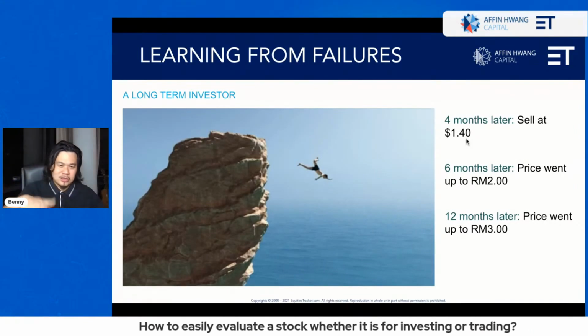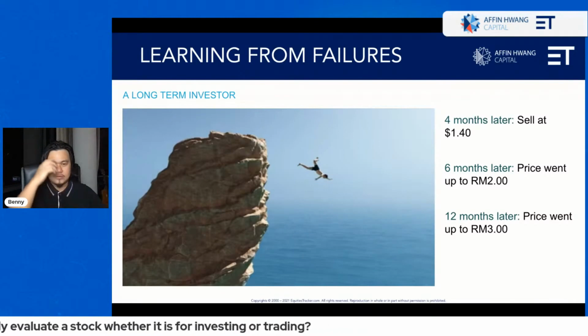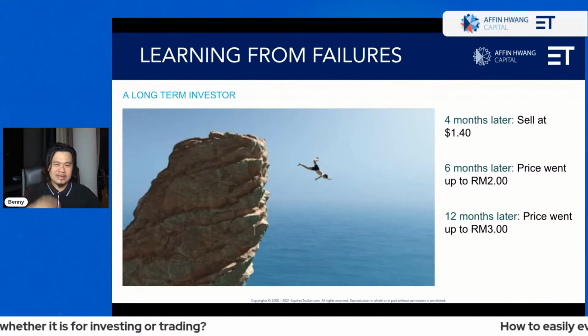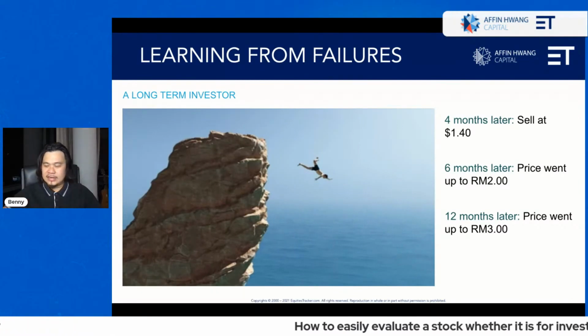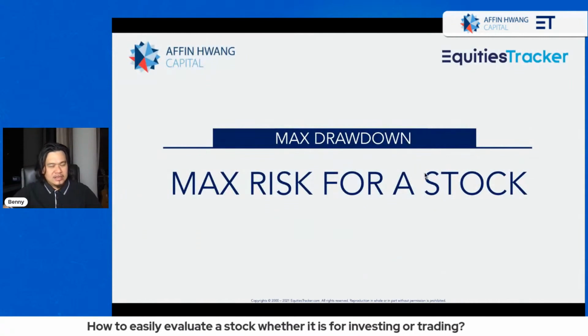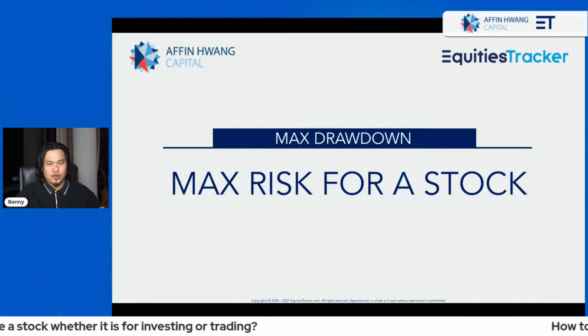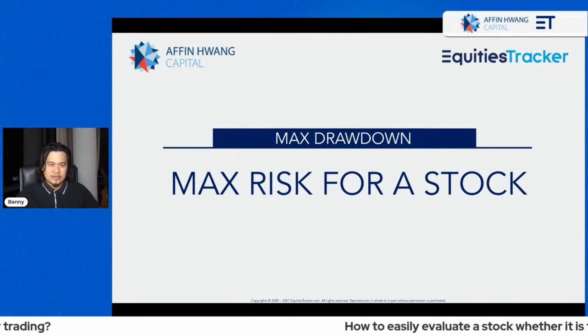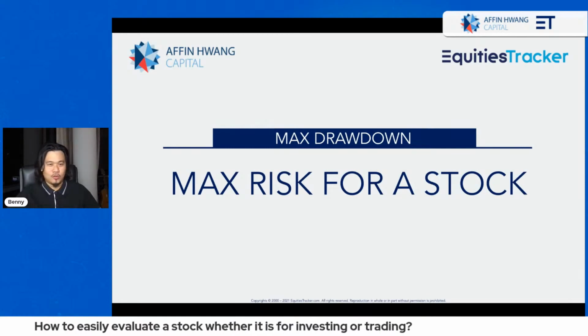So the short-term volatility has kicked out some of the long-term investors who don't really understand the stock behavior that they're investing in, and they will go through this kind of situation. So one of the things that we want to learn from this is called a maximum drawdown. Because we do not know when we start to buy a share, whether the price is at its peak or at its bottom or somewhere in the middle. We do not know, right?